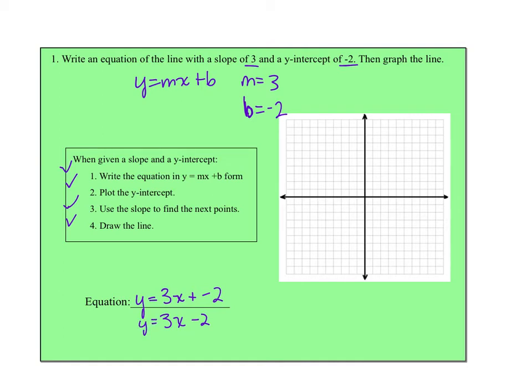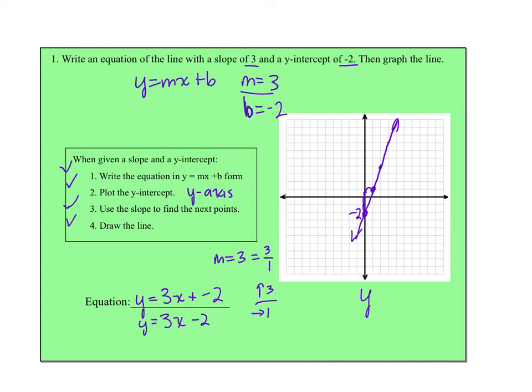Now plot the y-intercept. Where does it cross the y-axis? It crosses the y-axis at -2. Now my slope is 3, which as a fraction is technically 3 over 1. That means I go up 3 and over 1. So I go up 1, 2, 3, and over 1. There's my next point. I can plot a couple more points just to make my line a little cleaner. It's going to look something like that.